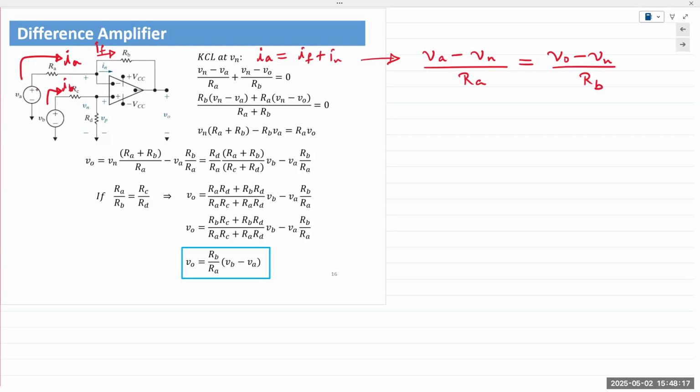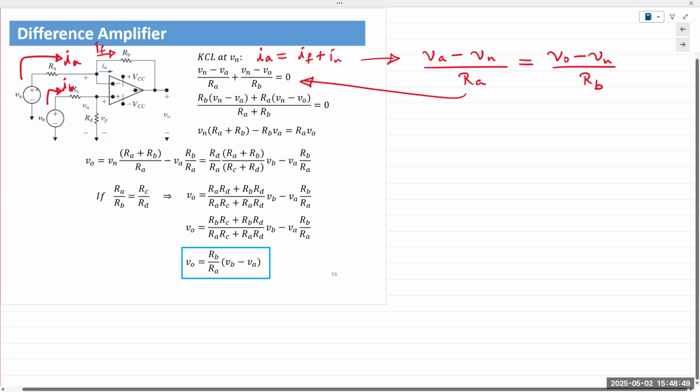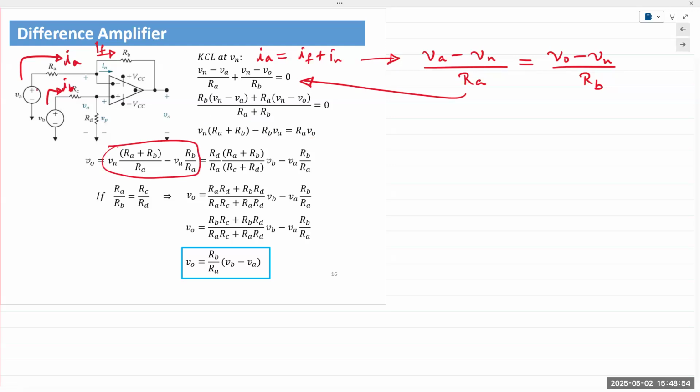And we take it on the other side and we obtain this equation right there. So we get VN minus VA over RA, plus VN minus VO over RB, that would be equal to 0. Then we rearrange the terms. We get RA plus RB. Simplify the expression. We want to obtain an expression for VO. So we take everything on the right side of the circuit. That's the next step.